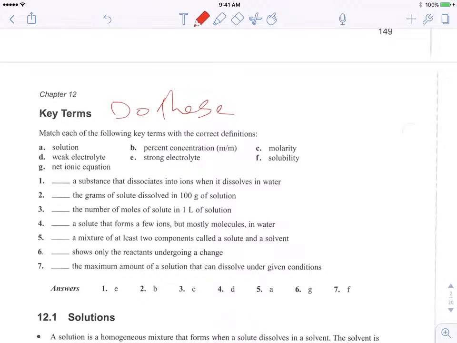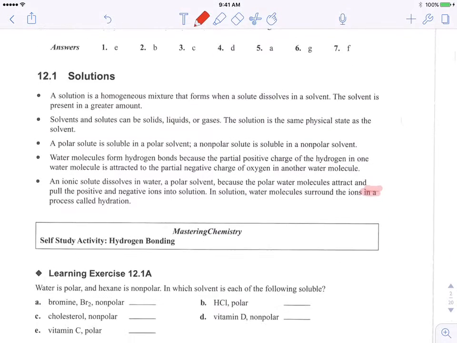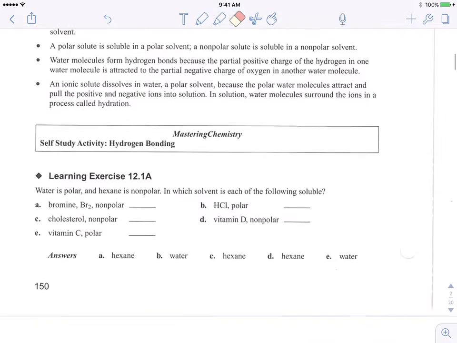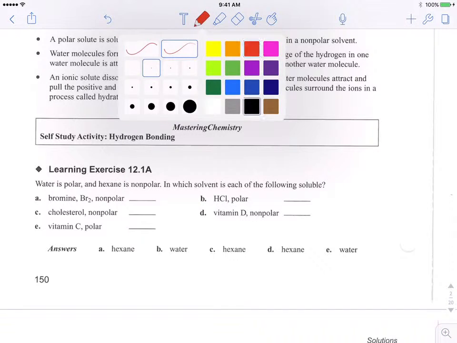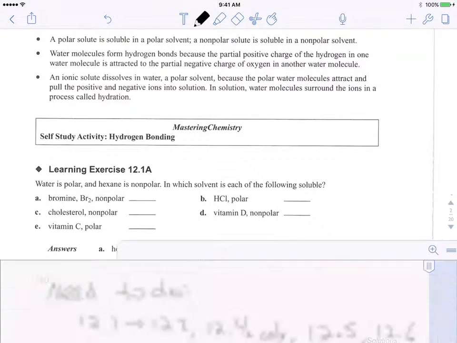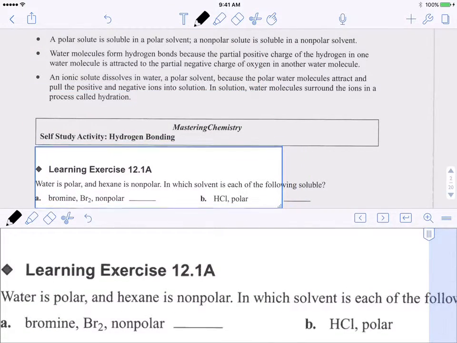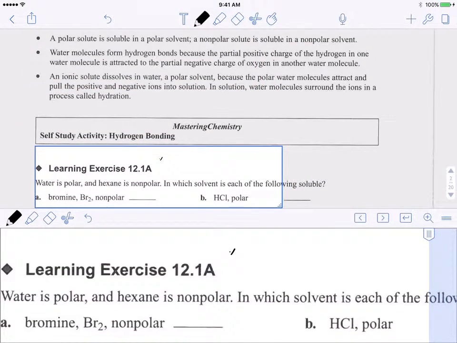Now, the way these work, you could just go through and write down the letters, but if you come across something you don't know, look it up. Find the right answer. Solutions, definitely want to do this. So, as we come across here, one of the main things we're going to look at, of course, is 12.1a. So now we were looking at what dissolves what.